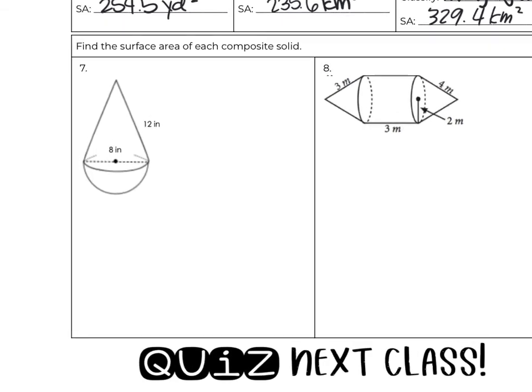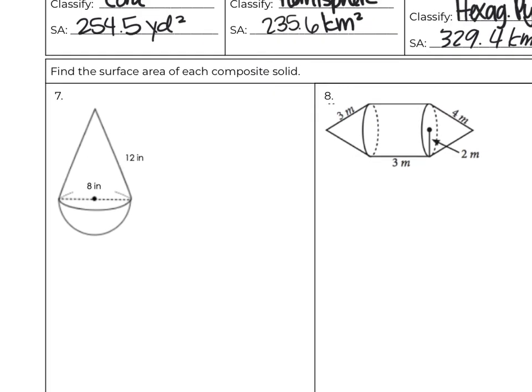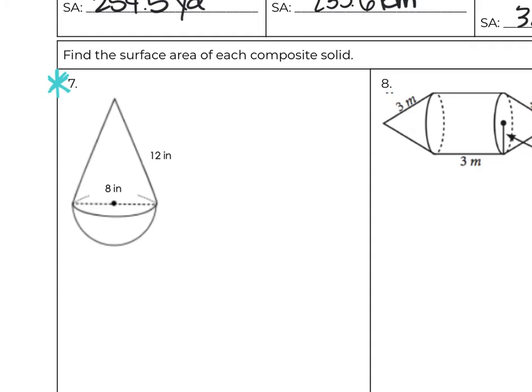Okay, hard ones for last, of course. I'm going to put a little star on number 7. What do you think that means? Yes. There is a very similar question on the quiz, which will be next class. It's over lessons 7.1 through 7.3, okay? So if you have any questions on this one, please let me know, because you're going to see this one again.